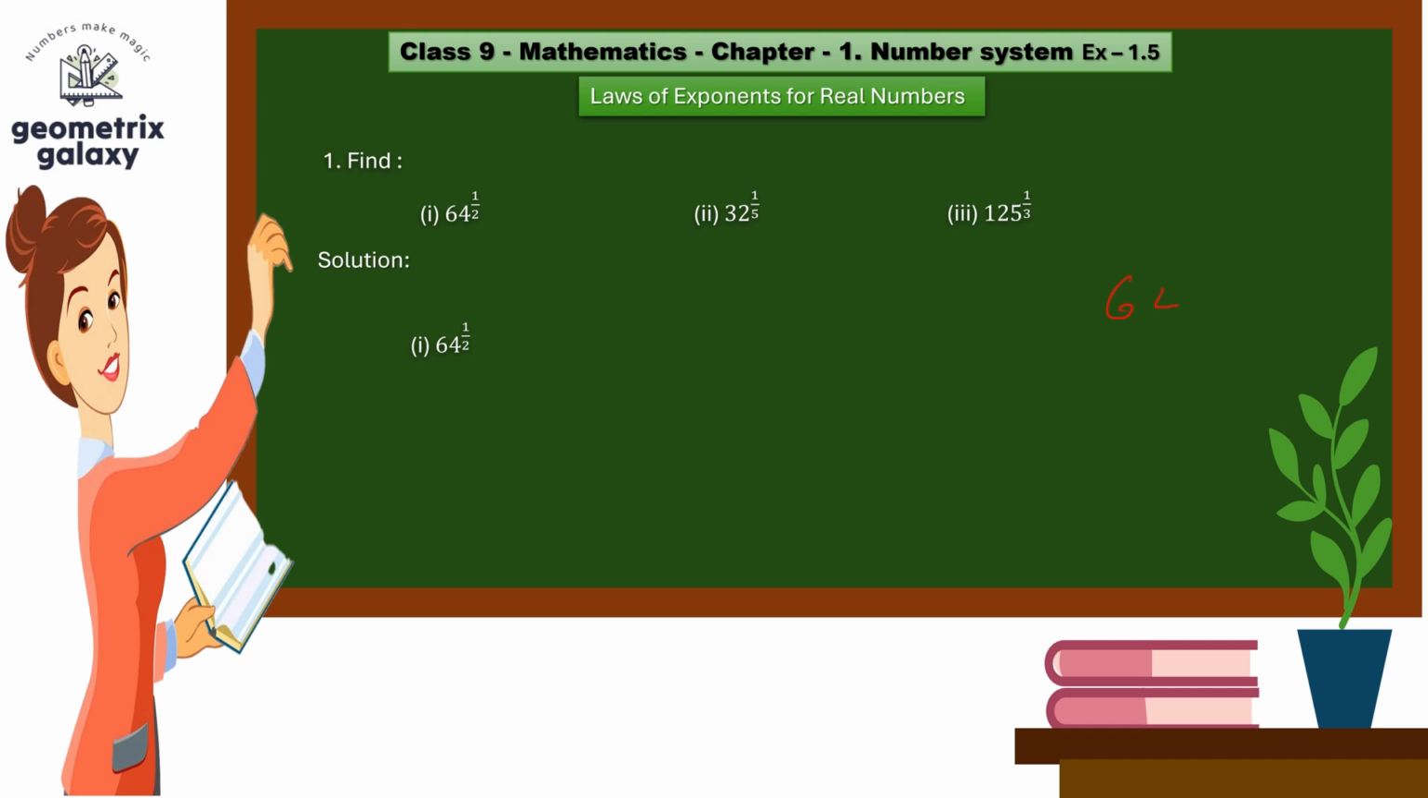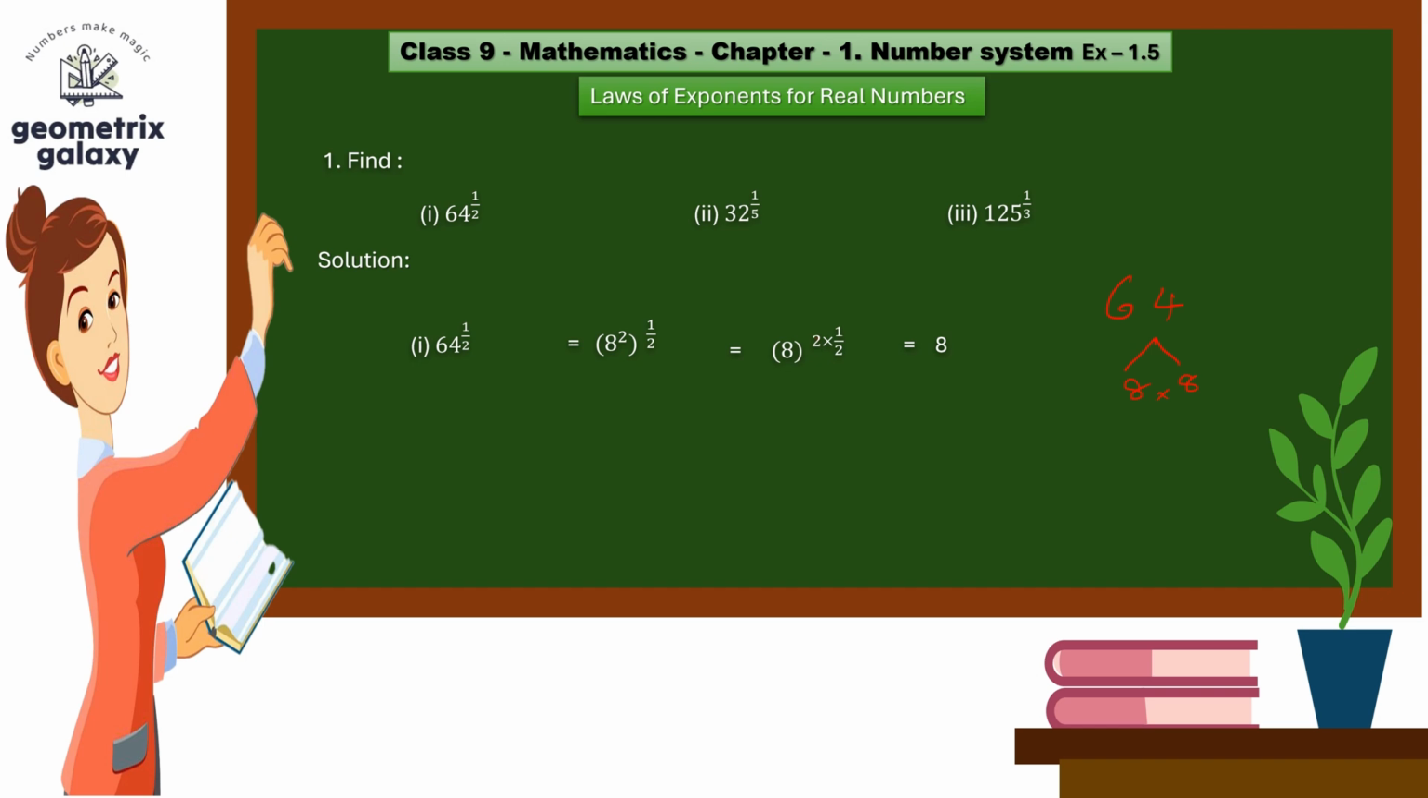Therefore, I can write 64 as 8 square. So, 64 power 1 by 2 can be written as 8 square to the power 1 by 2. Now, 8 square to the power 1 by 2 is power of power. So, we can multiply the powers. Now, I can write it as 8 to the power 2 into 1 by 2. Now 2 into 1 by 2 means 2 and 2 will get cancelled. So the power of 8 becomes 1. So 8 to the power 1 is equal to 8.